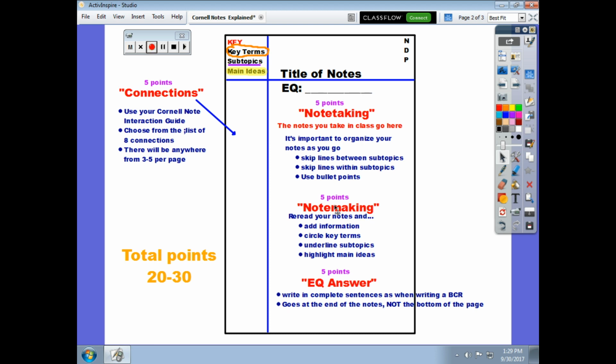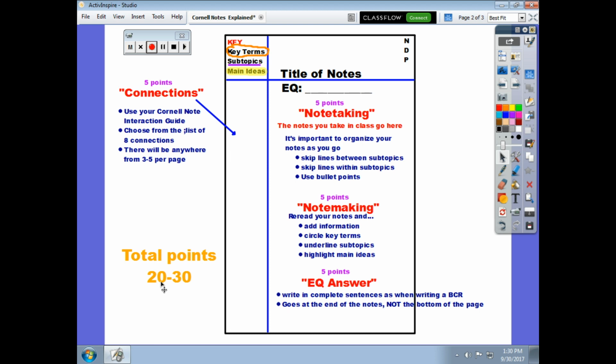At each one of these stages, you can get partial credit. You might not have all the notes, partial credit. You might not have circled all the key terms, or maybe you didn't highlight all the main ideas in all the sections. Less than 5 points. You maybe only did half the number of connections that you're supposed to. Less than 5 points. You may have written a rather poor, or not very thorough, or inaccurate answer to the essential question. Less than 5 points. And so you can see where you could get something like 15 points out of 20, 10 points out of 20.